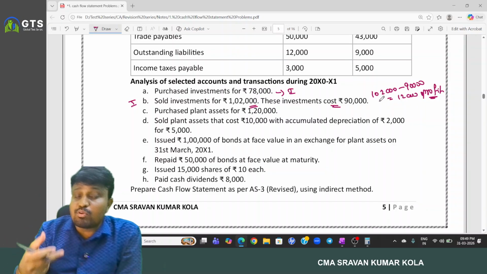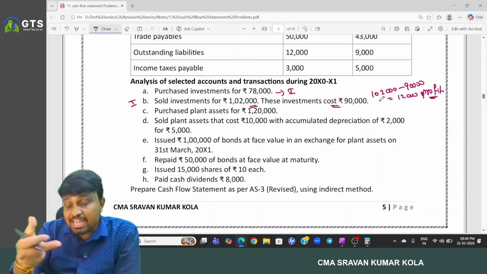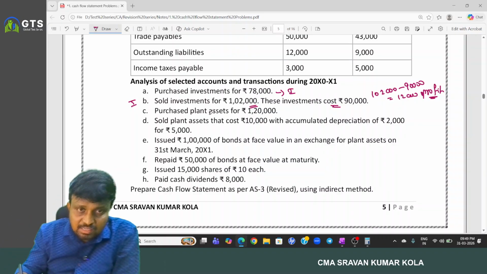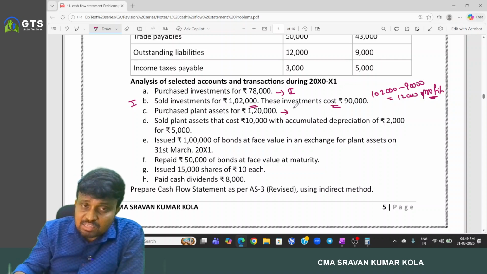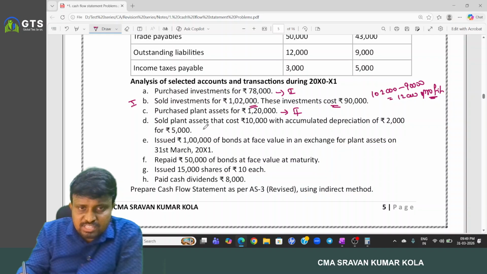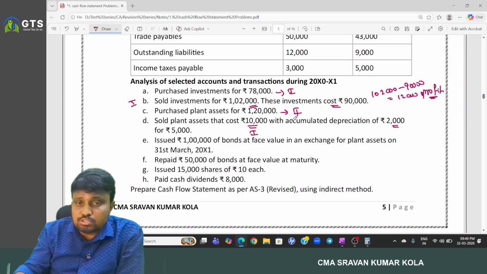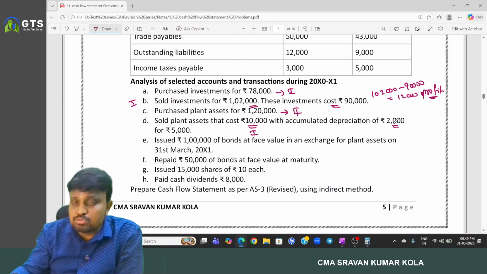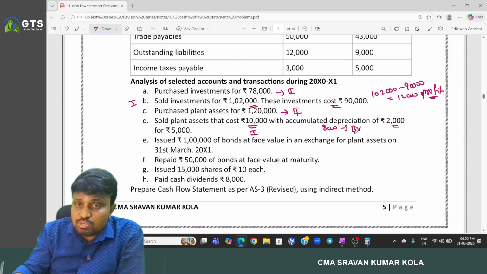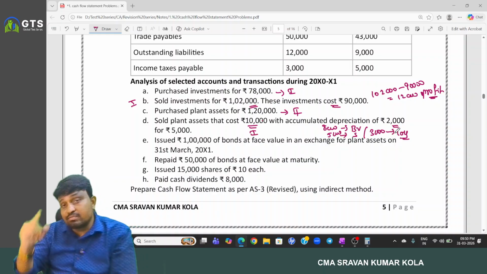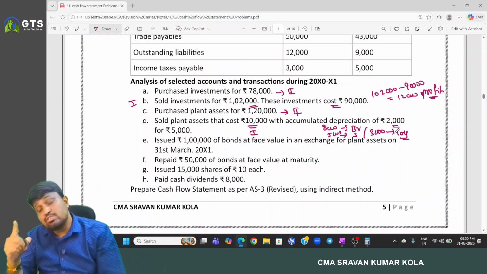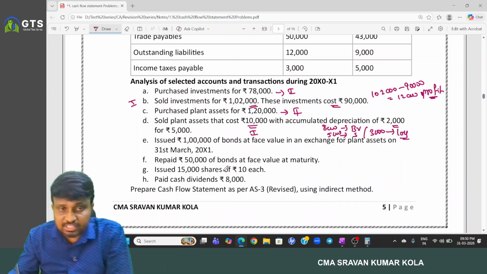So while calculating cash flows from operating activity, and purchase of plant asset, that is also investing. Sale of plant is also an investing activity. But accumulated depreciation 2,000, meaning 10,000 minus 2,000, 8,000 is the book value, and we sold it for 5,000, and then 3,000 is the loss. Loss is a non-cash item, and is required to be considered in cash flows from operating activity under the indirect method.